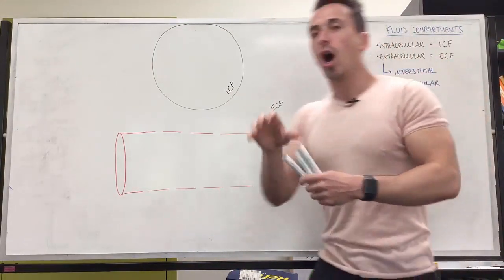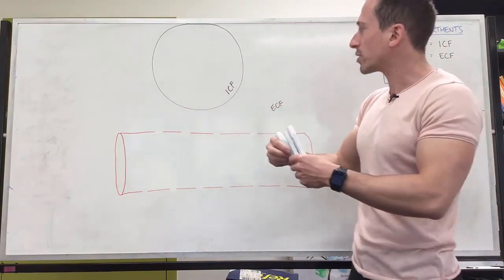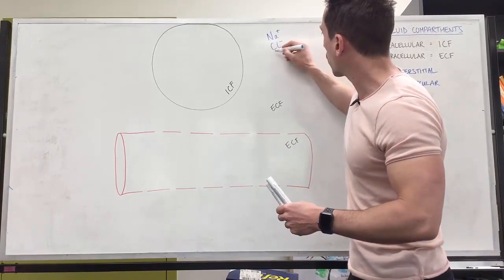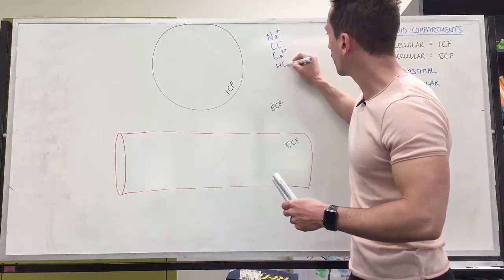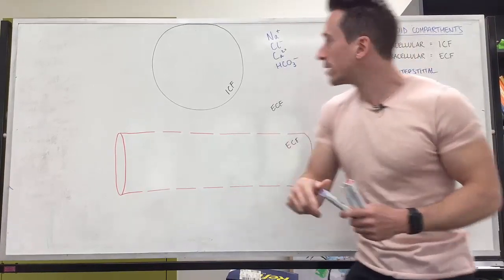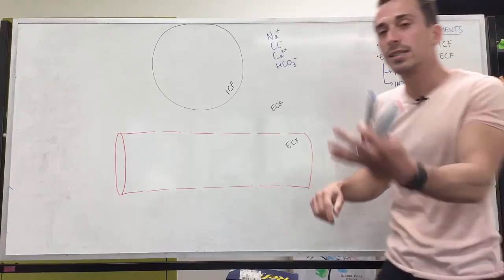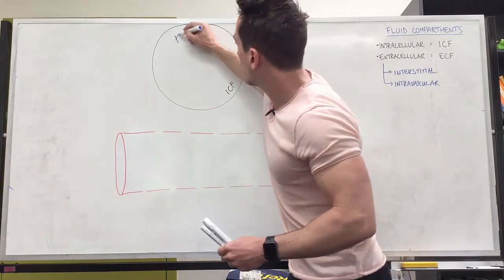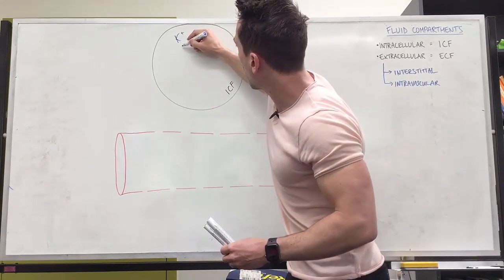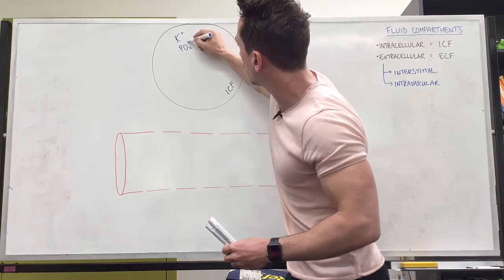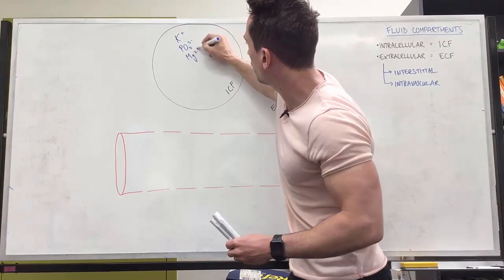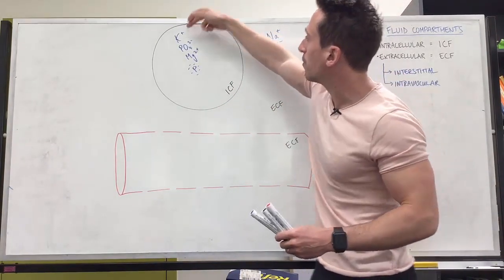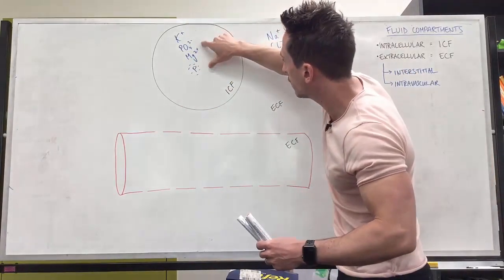Now let's talk about ions and where they sit. So firstly, outside the cell, you have large amounts of sodium, chloride, calcium, and bicarbonate. You can see some are positive like sodium and calcium, some are negative like chloride and bicarbonate. Inside the cell, what you have is potassium, you're going to have phosphate, you're going to have magnesium, and you're going to have negatively charged proteins. Again, some of these are going to be positive like potassium and magnesium. Some of these are going to be negative like phosphate and proteins.